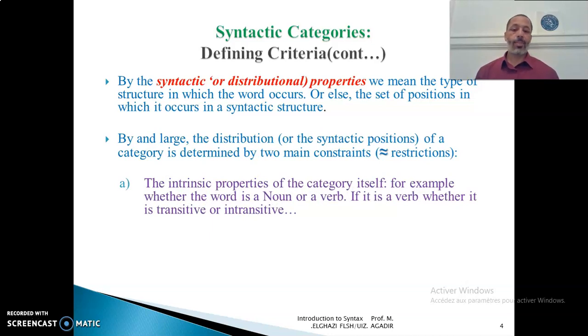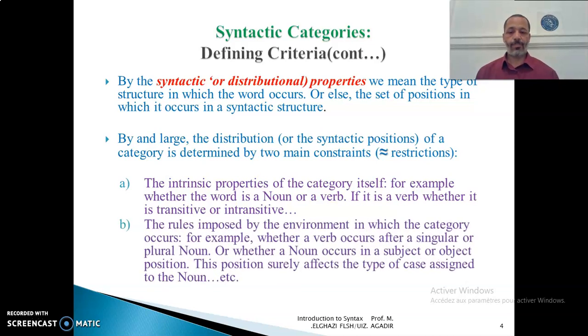The first constraint is the intrinsic properties of the category itself, for example, whether the word is a noun or an adverb or a verb. If it is a verb, whether it is transitive or intransitive. So if the word is a noun, it has a different distribution from a verb. And if a verb is transitive or intransitive, it also occurs in different structures.